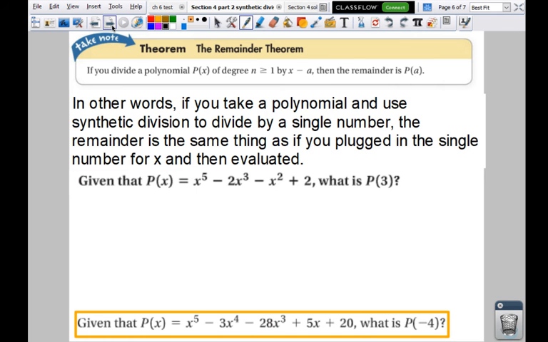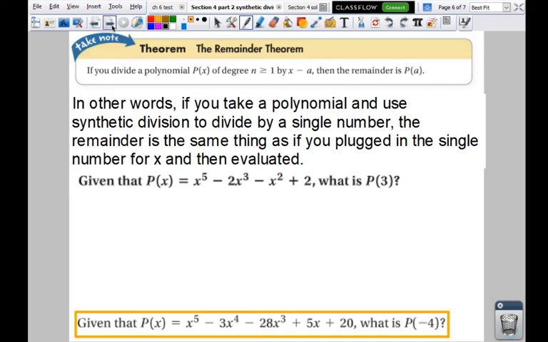So, one reason synthetic division is nice is because of this remainder theorem. It says, if you divide a polynomial, which they call p of x, of degree n greater than 1, so in other words, your biggest exponent is bigger than 1, by x minus a, then the remainder is p of a. In other words, if you use synthetic division to divide by a single number, the remainder is the same thing as if you plugged in the single number for x and then evaluated.